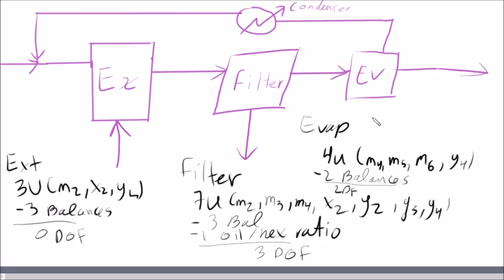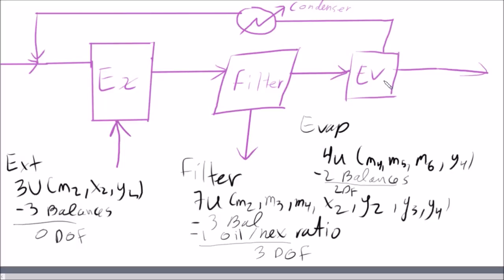Now moving on to the evaporator, okay? We again have 4 unknowns. We've got the M4 that's coming in. We've got the M5 over here being recycled. And leaving the entire system is the M6, which is our kilogram of oil, okay?